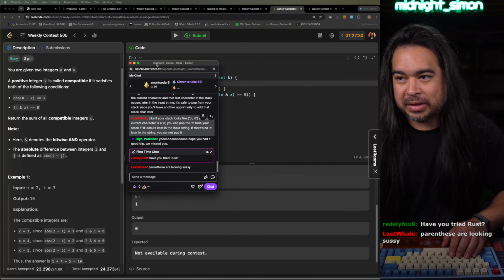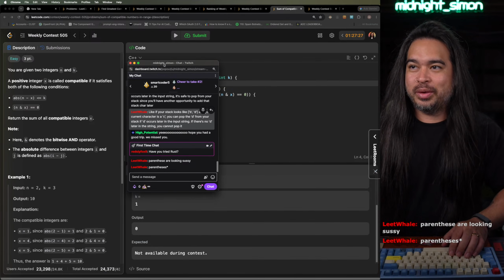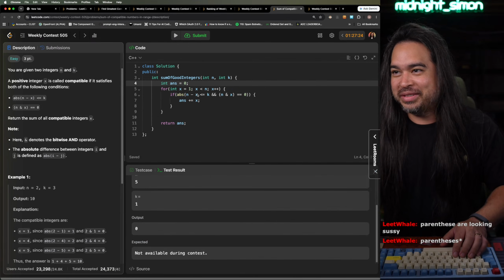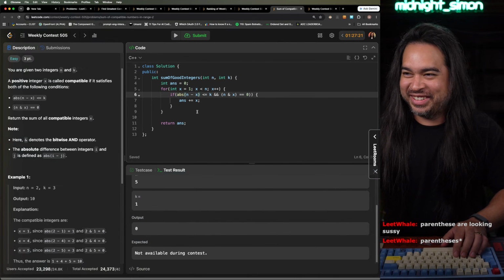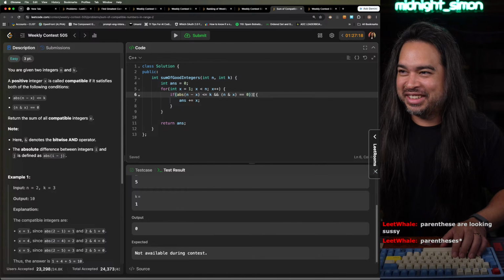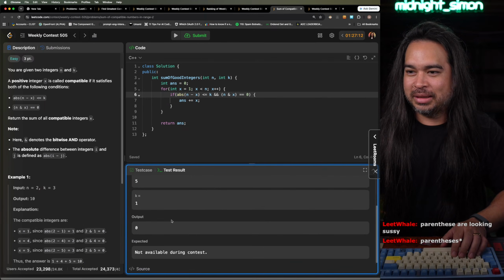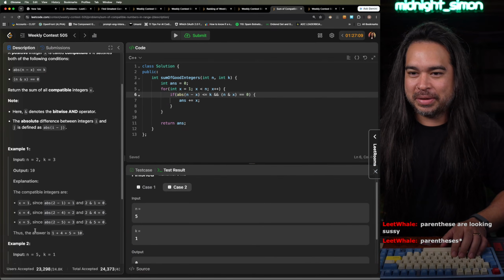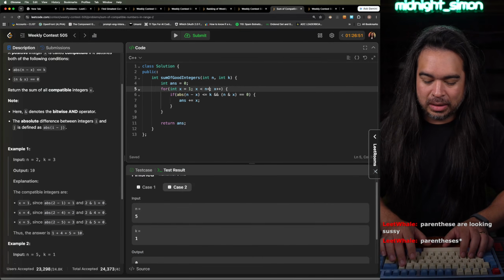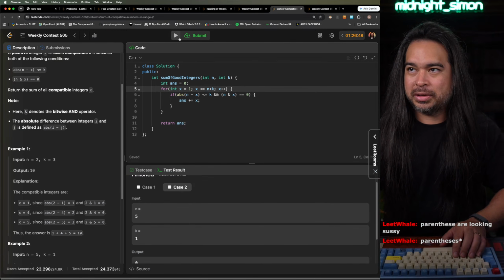Red Sly Fox, what's happening? Have you tried Rust? No. Parentheses looking sussy? Wait, what did I do? Yeah, they do look a little funky, man. I'm not gonna lie. But I still think something ain't right because my x doesn't even go up to 5, man. So let's say n minus x is less than k. So should I go to like some crazy number just to be sure?